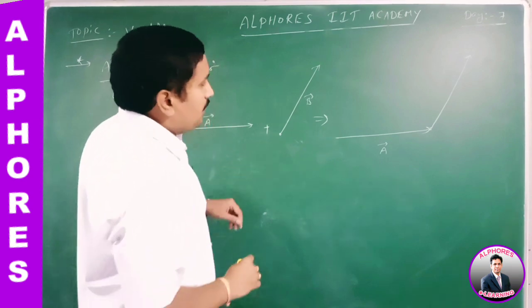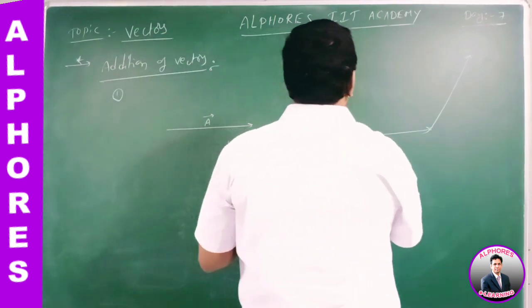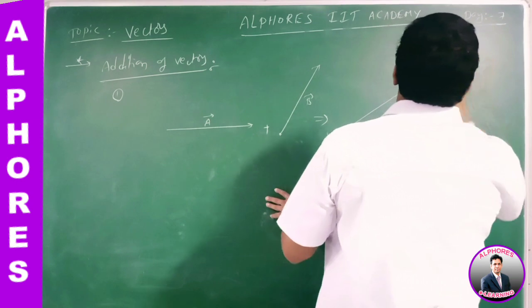Now what is the third point? Draw a new vector from the tail of the first vector to the head of the second vector.